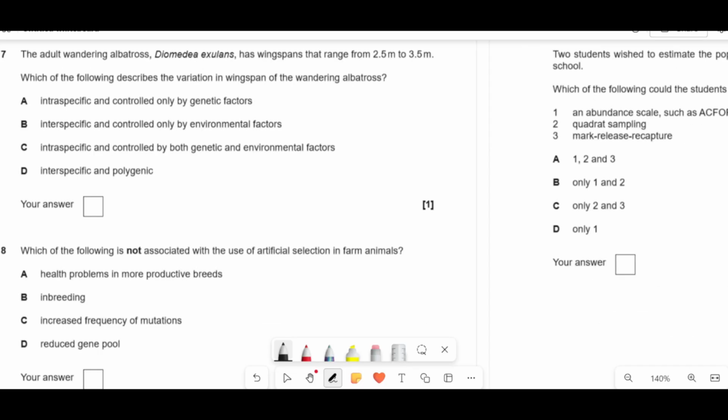The adult wandering albatross has a wingspan that ranges from 2.5 to 3.5. Which of the following describes the variation in wingspan by wandering albatross? So if it's got a varying length of characteristics, for example the height or width or something, then it's going to have an environmental impact as well by default. Otherwise, if it was purely a genetic thing, if they had the gene, they had the thing.